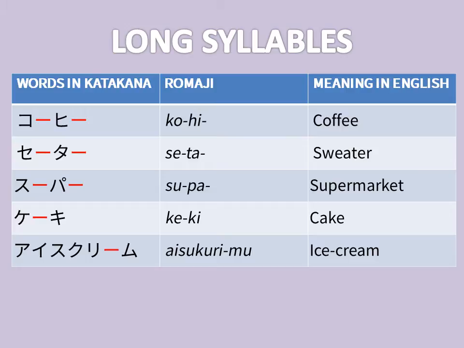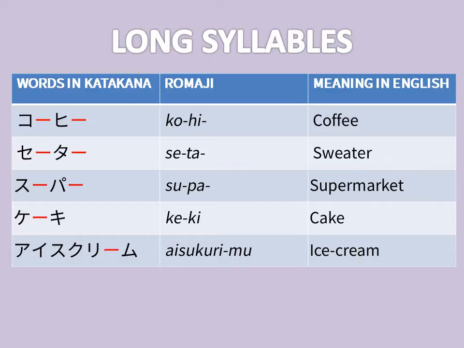So I have given some examples. So the English coffee would be pronounced as kohi in Japanese. So you can see the first row. So ko is there, then a hyphen, then he, then hyphen. So kohi. Second one, we have sweater in English, which we will pronounce it in Japanese as seta.